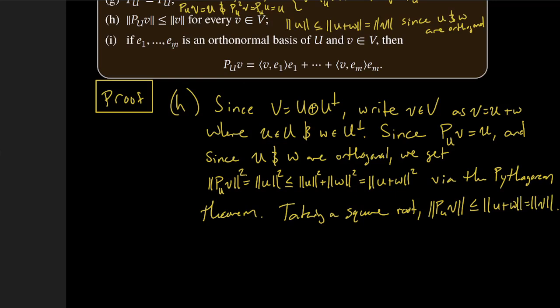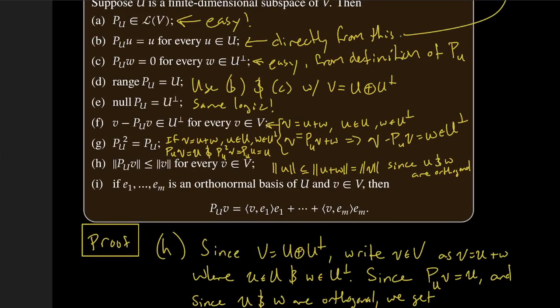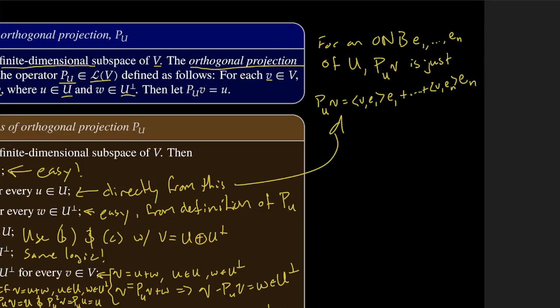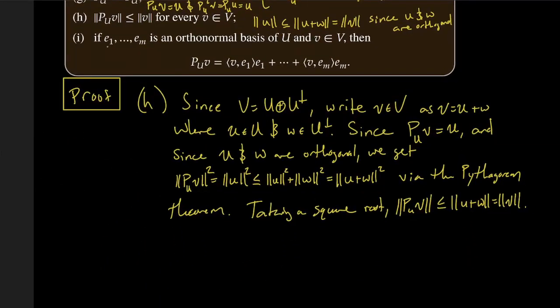Now, finally, I, the piece that we actually referenced earlier, so this idea that P_U of v is just this linear combination of an orthonormal basis of U. Let's prove that. So if e1 through em is an orthonormal basis of U and v is in V, then P_U of v is equal to this big old linear combination of e1 through em. Okay, so all you have to do here is just do it directly.